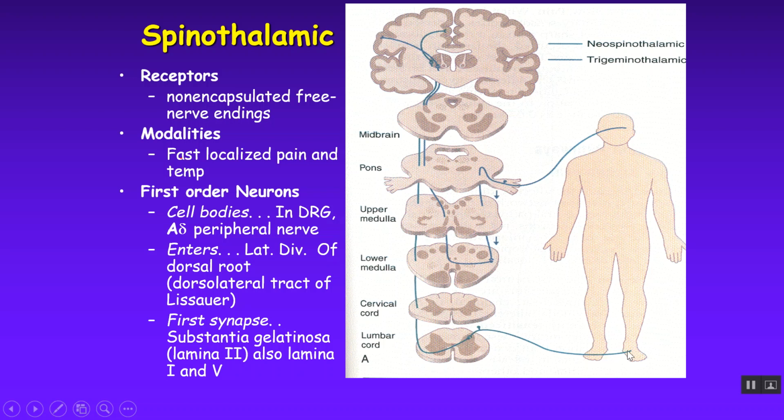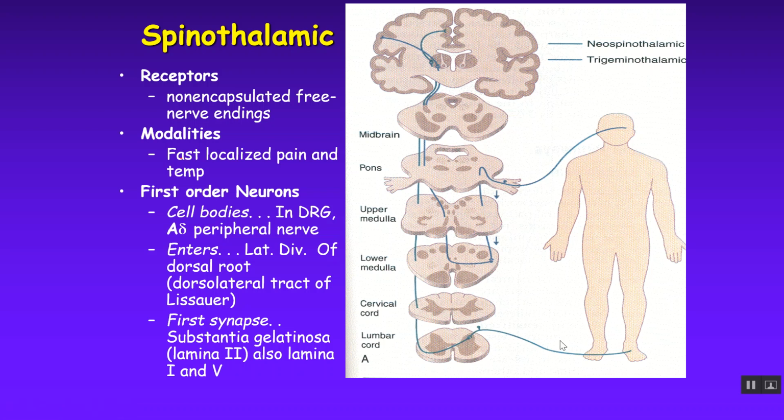So let's start with the leg. Let's start with the lower body. Here it is, foot. Follow my cursor, comes in. We have the cell body for the first order neuron in the dorsal root ganglion, just like it was for conscious proprioception and every other. The type of axon that carries that is, most commonly, going to be an A delta fiber. Fast pain, A delta.